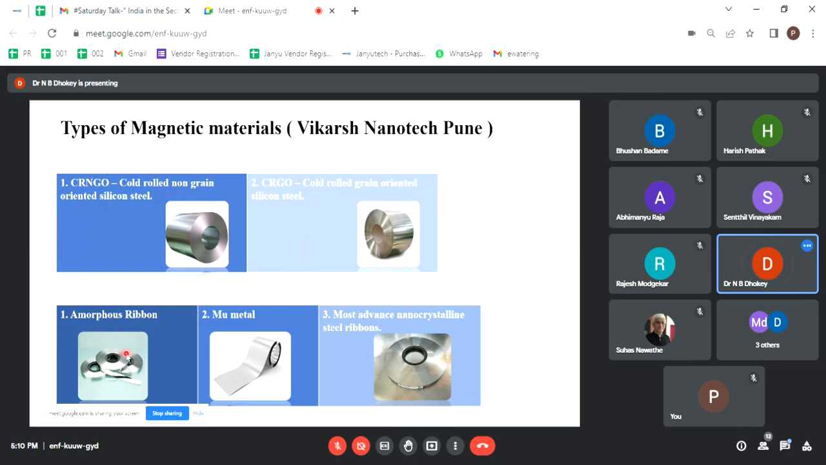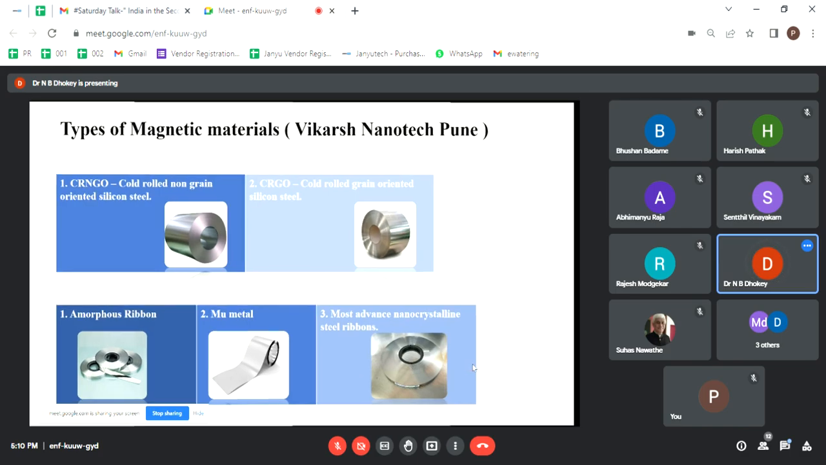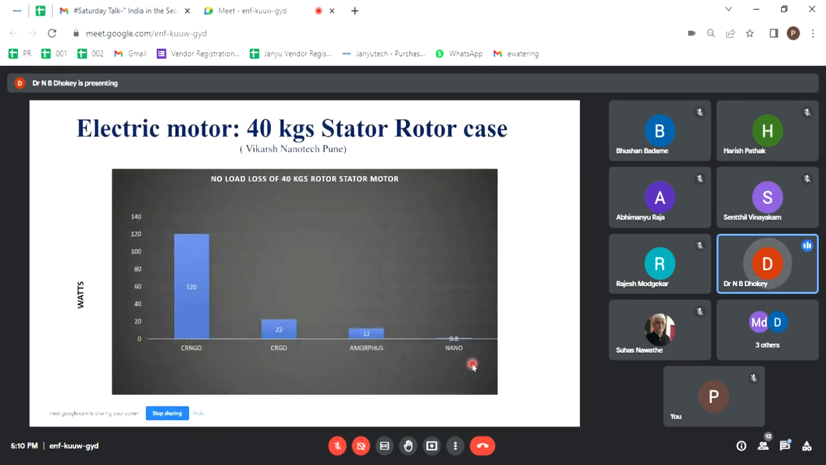However, this amorphous ribbon, whose thickness goes as low as 20 micron, is being produced in Pune, and it has very outstanding properties in terms of energy saving. It is being manufactured at Vickers Nanotechnology, Pune, somewhere in Shirwal. I got data from them. He is a very close friend of mine, and a diploma holder in electrical engineering, but he could do it very outstandingly.